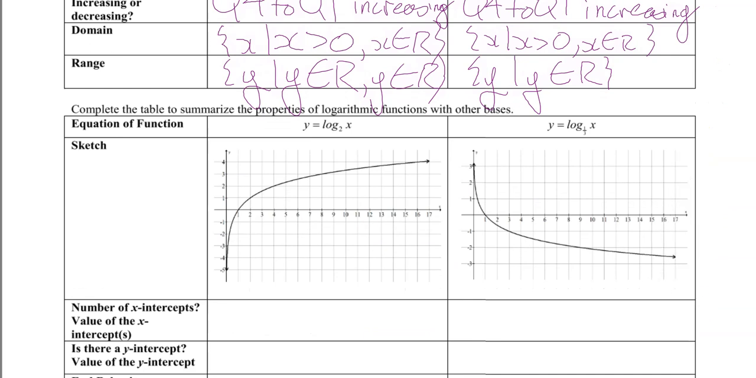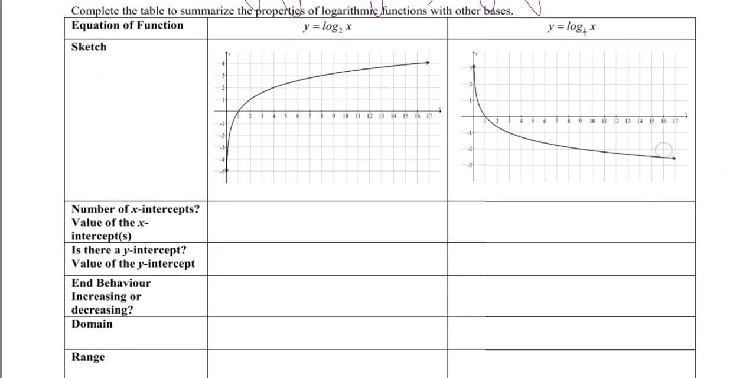All right, let's try a couple other bases. So what if we do log base 2? So here's the graph of log base 2. You just got to take it on my word. That is the graph of log base 2. And as we move through the next few days, we'll figure out why these values are what they are. So how many x-intercepts? With a value of? With a value of 1.